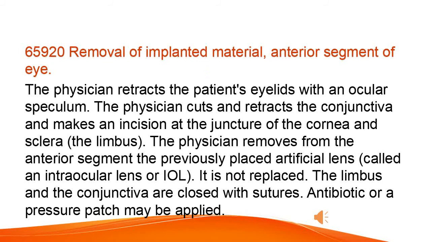Removal of implanted material, anterior segment of eye. The physician retracts the patient's eyelids with an ocular speculum. The physician cuts and retracts the conjunctiva and makes an incision at the juncture of the cornea and sclera, the limbus. The physician removes from the anterior segment the previously placed artificial lens, called an intraocular lens or IOL. It is not replaced. The limbus and the conjunctiva are closed with sutures. Antibiotic or a pressure patch may be applied.